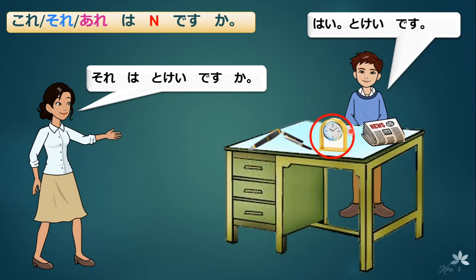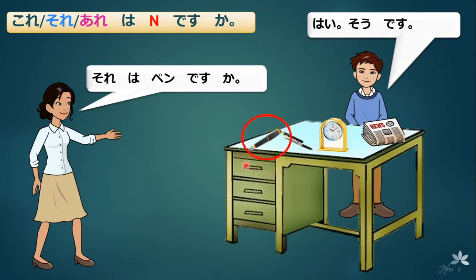First, she's talking about this object because it is far away from her and closer to the listener. She refers it as sore. Sore wa tokei desu ka? Is that a clock? The boy replies, Hai tokei desu. Yes, it's a clock.